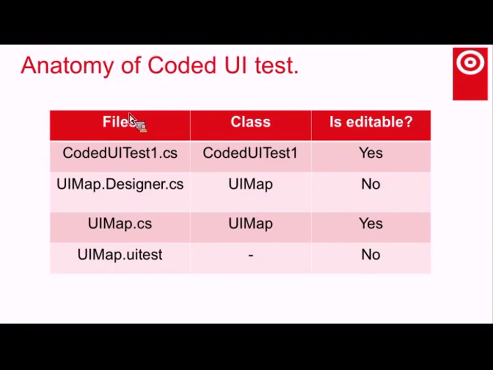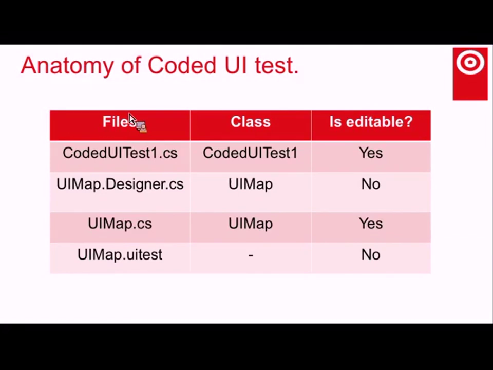The uimap.designer.cs file is generated from the uimap.uitest file. Every time we change the uimap, the designer file is regenerated. So any edits you make into that file, it's not read-only or anything like that, so you can edit it, but if you make any edits, then they will be lost when the file is regenerated.